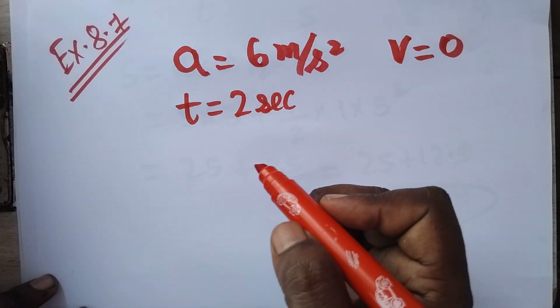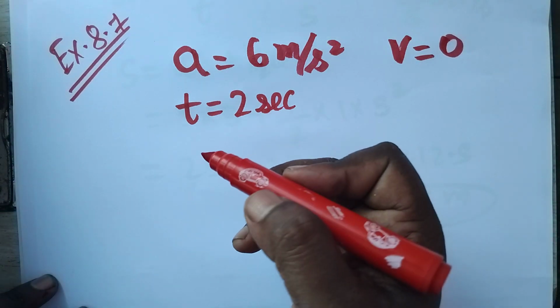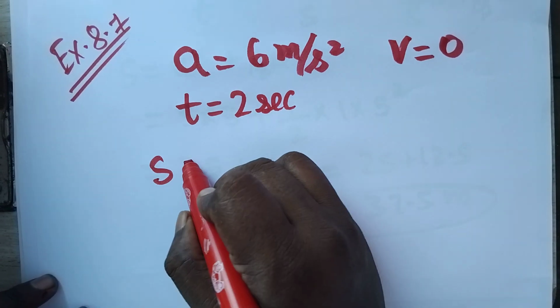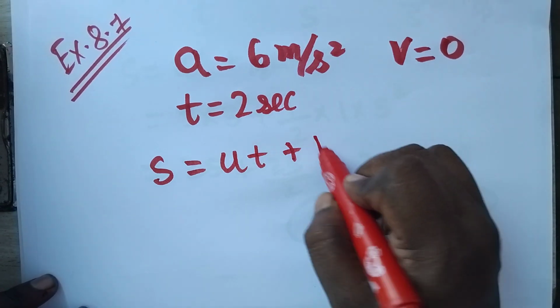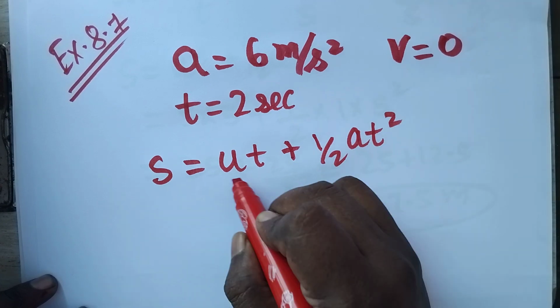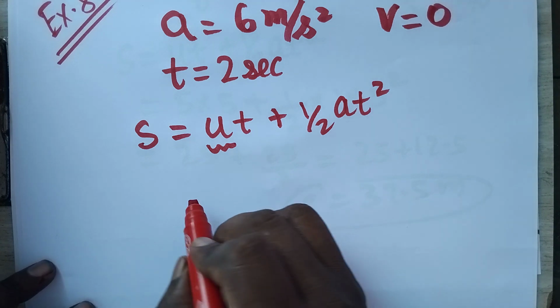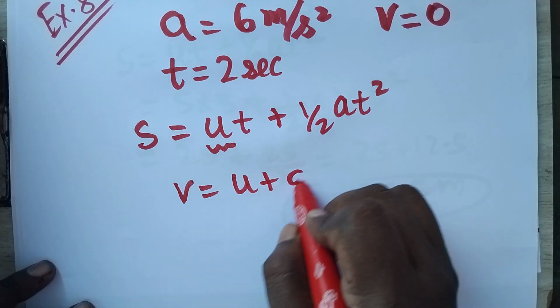Okay, so whichever equation you want, you can use it. I am using the distance formula, since they asked about the distance: s = ut + ½at². But we don't know what u is. If you choose this formula, we don't know u, so you can go with another formula: v = u + at.